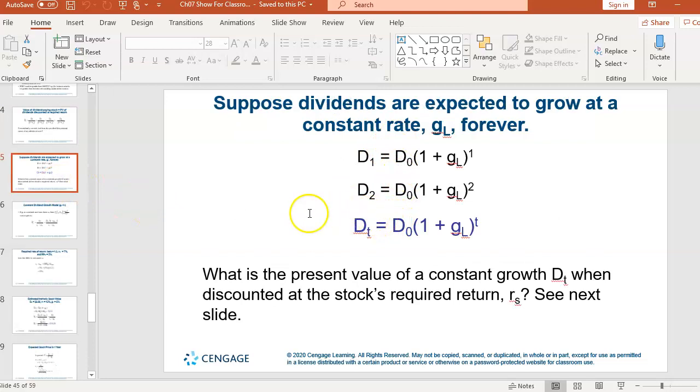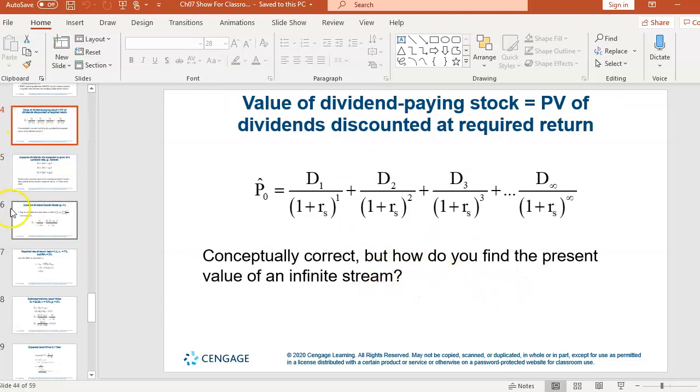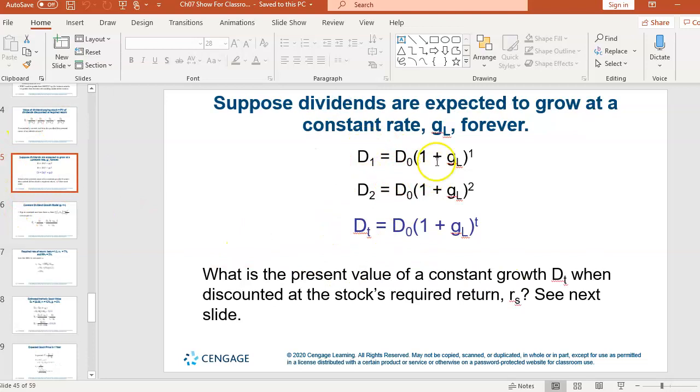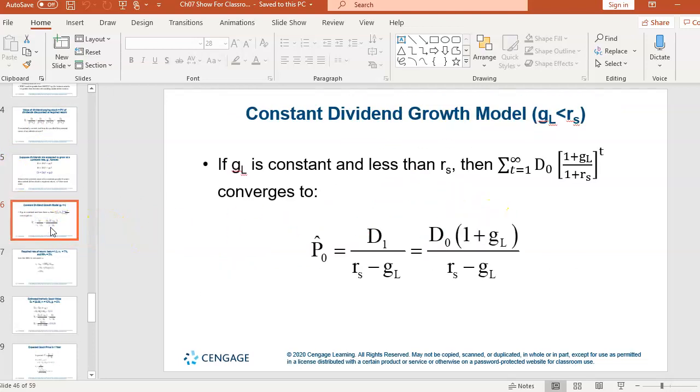What's the present value of an infinite stream? Well, it's hard to do that. It's hard to conceptually think that through. So there's a formula that will do that for us, and it's right here. This is very similar to the FCF formula. P0 is the price of the stock today, which is a proxy for value of operations, equals D1, and D1 is a proxy for FCF1. We divide by R sub S minus G, which is the growth rate. R sub S is the same as the WACC, and the growth rate is the growth rate. What I want you to recognize is D1 is the same thing as D0 times 1 plus the growth rate.